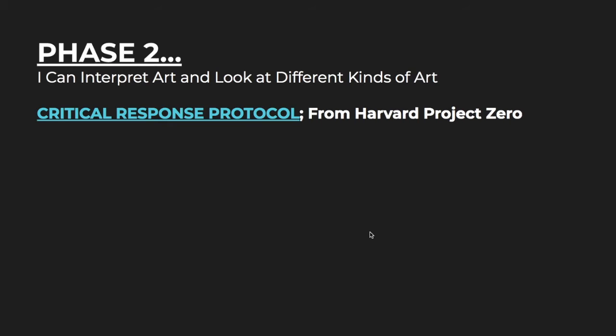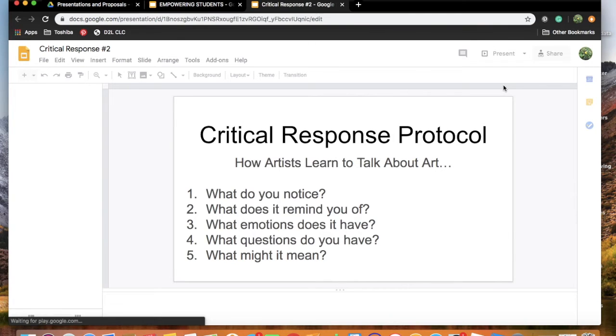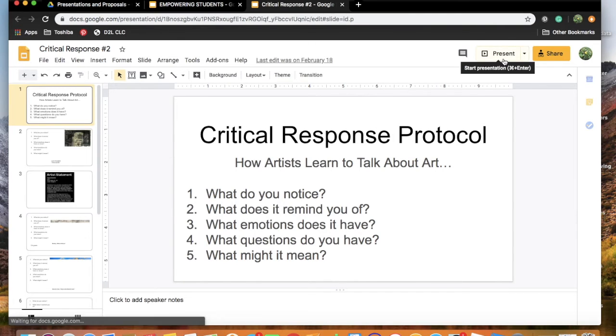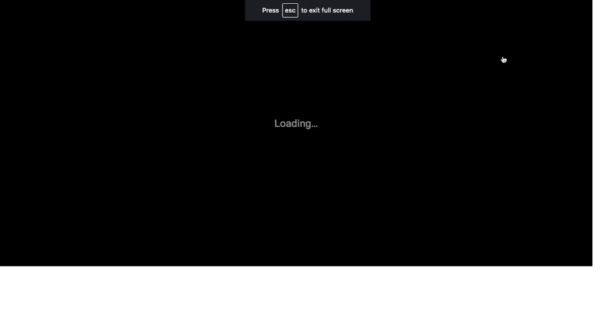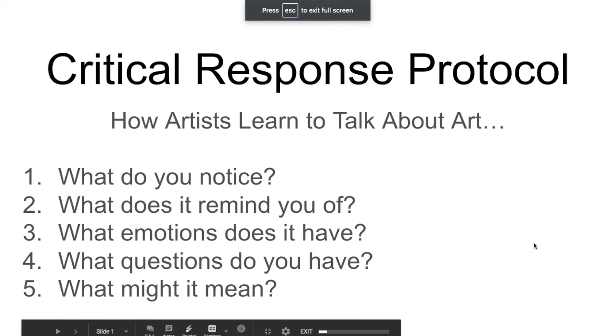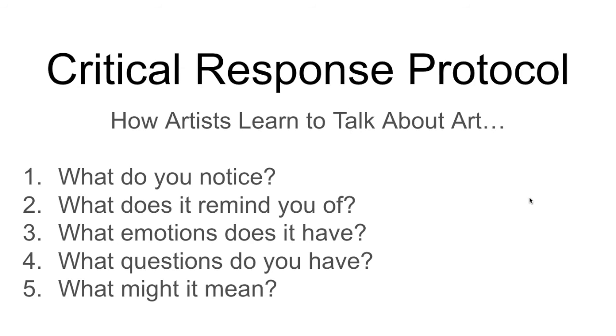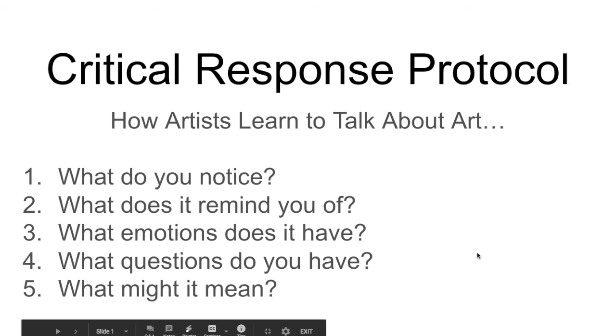Okay, in phase 2, we do the critical response protocol from Harvard Project Zero. I can't remember what I linked here. Let me check this out. Oh, so this is a presentation that I've made with different options for critical response protocol. So some of you probably heard of this, but it takes you through these 5 questions here. What do you notice? What does it remind you of? What emotions does it have? What questions do you have, and what might it mean?